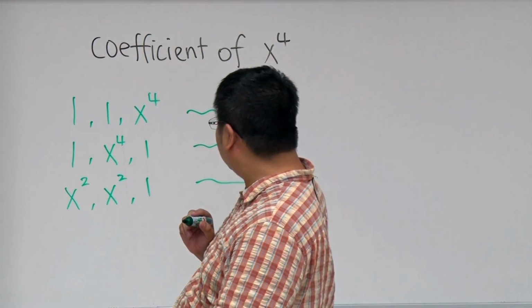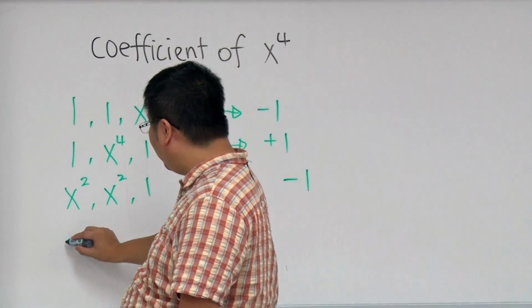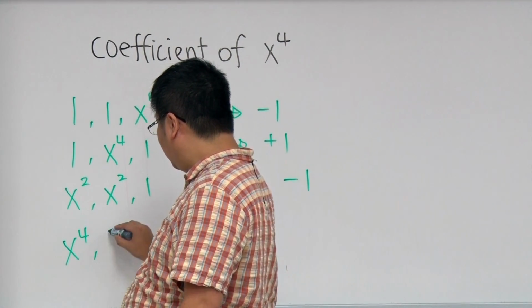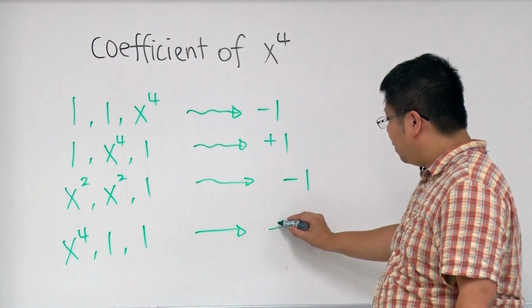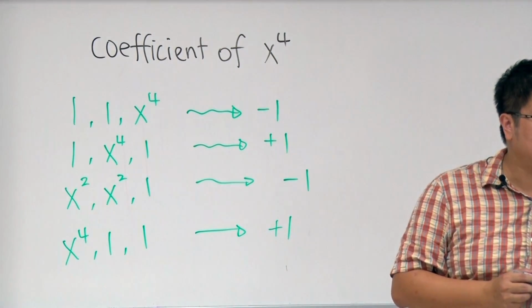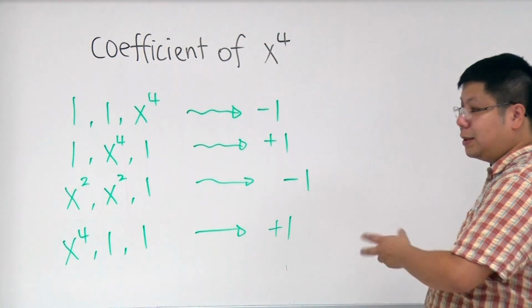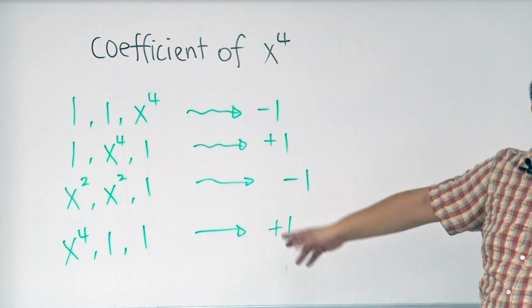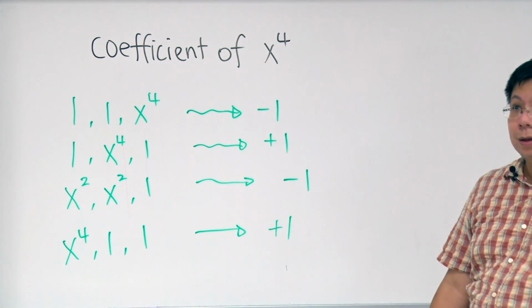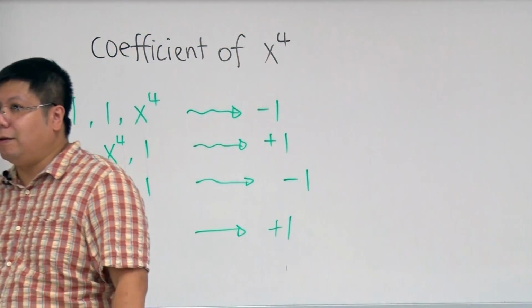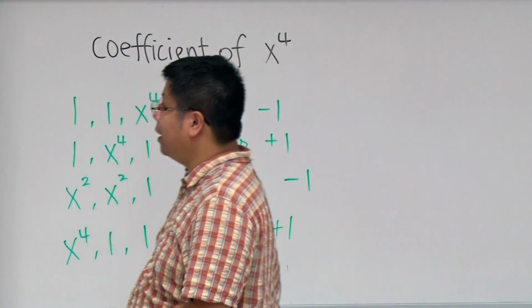And then what else? We can have x^4, 1, 1. And how about this one? This one we get plus 1. Is that okay? Okay. But still, it doesn't tell what is going on. How do we determine plus 1 or minus 1? Let's investigate a little bit more deeply.